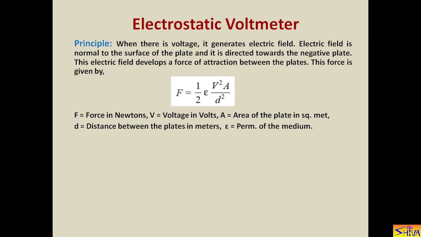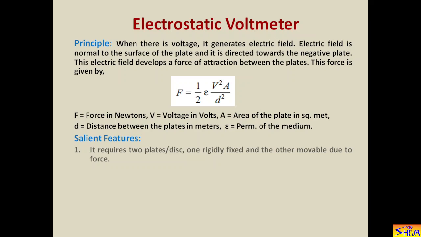So if you observe this equation, A, epsilon and D, they are constant. A and epsilon, they are constant, and D is the displacement of the movable plate that is measurable. So if we are able to measure the force, we can measure the voltage. Now let us see few salient features of this electrostatic voltmeter.